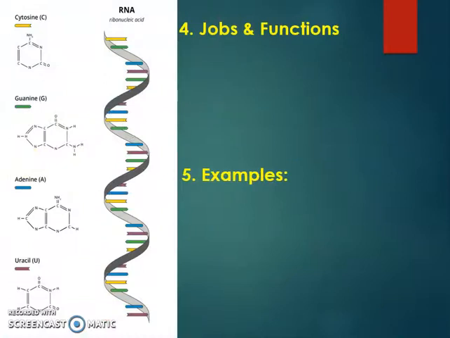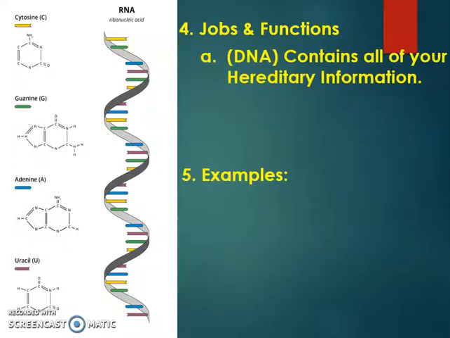All right, jobs and functions. What is overall jobs and functions? Firstly, DNA is going to contain all of your hereditary information, all of the possible information that you could pass on to your offspring or children one day. That is the main job function of DNA, which is one of the 2 types of nucleic acids.